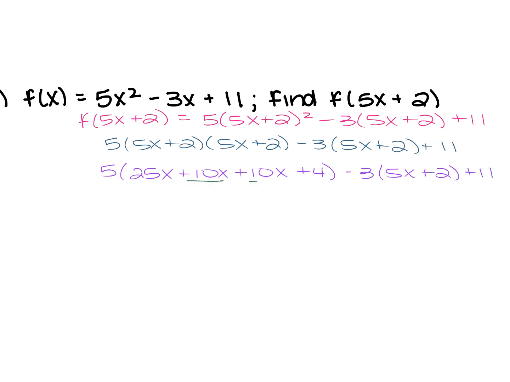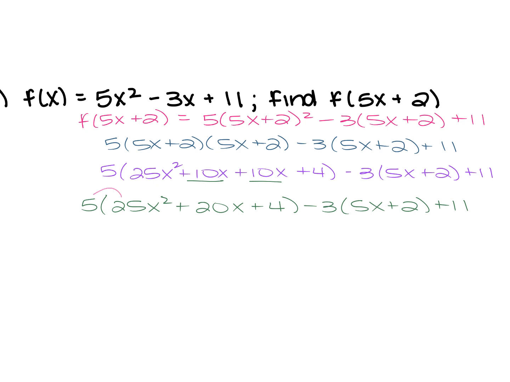From here, I'm combining like terms inside the first set of parentheses. So that simplifies to give us 5 times 25x squared plus 20x plus 4 minus 3 times 5x plus 2 plus 11. So from here, I'm going to distribute. The 5 is going to go inside the trinomial. The negative 3 is going to go into the binomial.